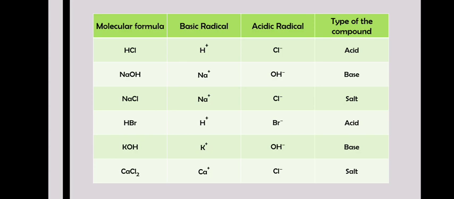So what we can determine here is that the substances having H plus, they are acids. Then the substances having OH minus, they are bases. And the substances having one positive and one negative ion, where the positive and the negative ion shouldn't be H plus and OH minus, okay, then they are called salts. So this is a general property which we are seeing. Let's move forward and study them in detail.